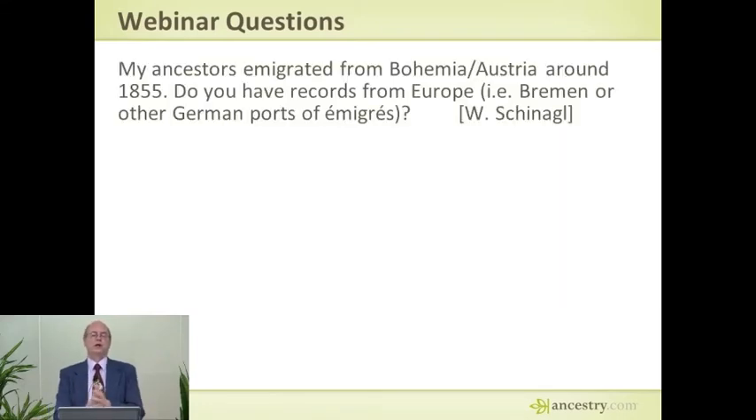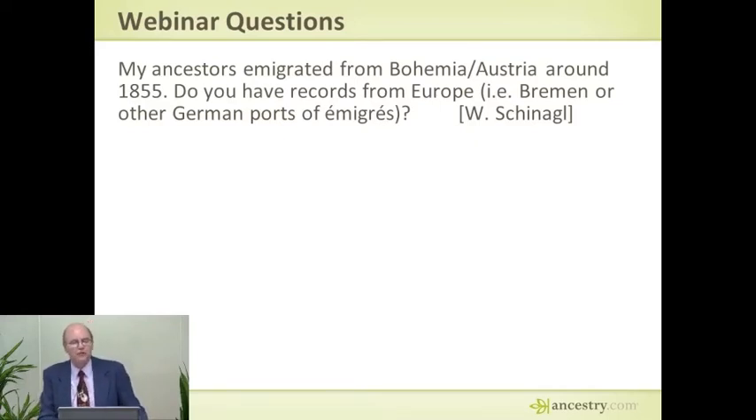Okay? Here's another question from Mr. Schnagel. My ancestors immigrated from Bohemia or Austria, Bohemia being a part of Austria, around 1855. Do you have records from Europe, such as Bremen or other German ports of emigres? This is a wonderful question.